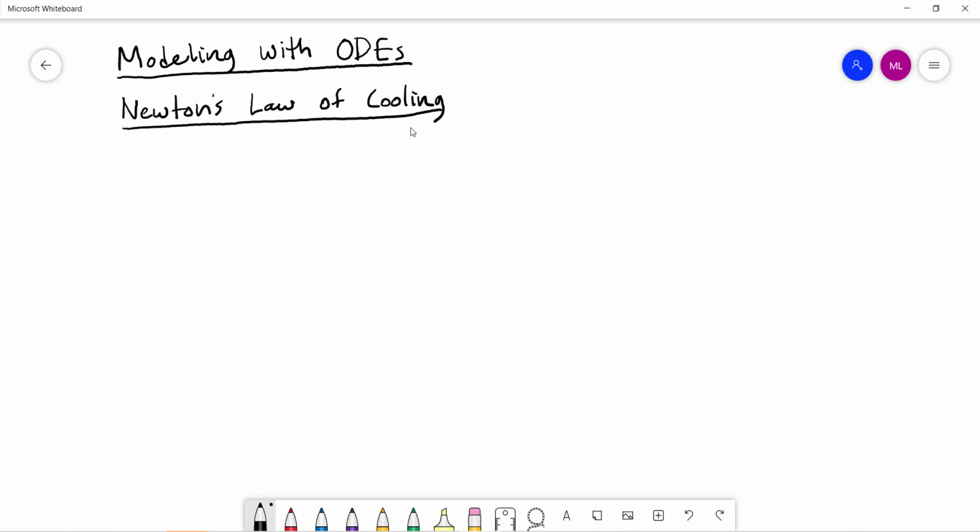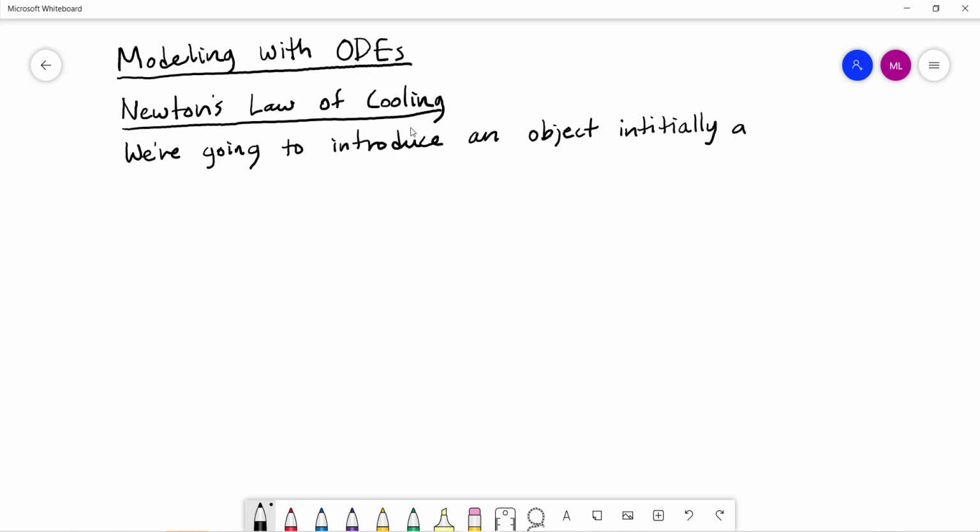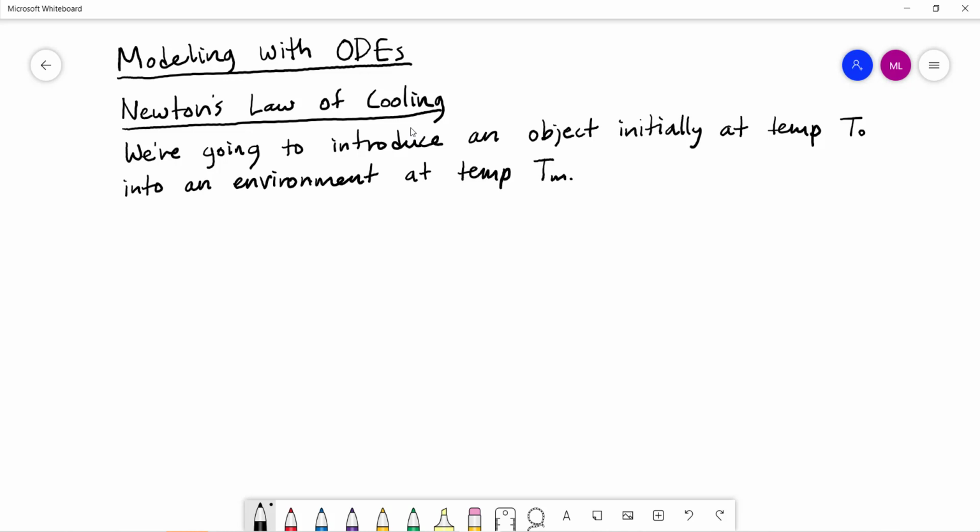So we're going to introduce some object, and that object can be the peas or the cookies or whatever, that is initially, let me see if I can write correctly here, initially at some temperature T0 for the starting time into an environment that's at a different temperature. We'll call it T sub m. That's what the book uses. I don't know why they chose m, but T sub m.